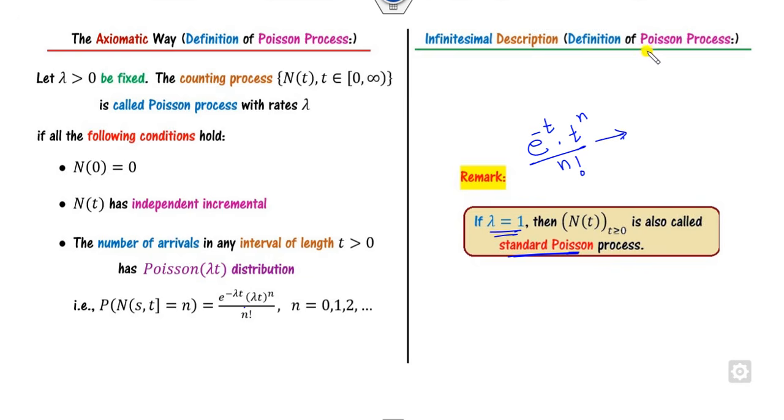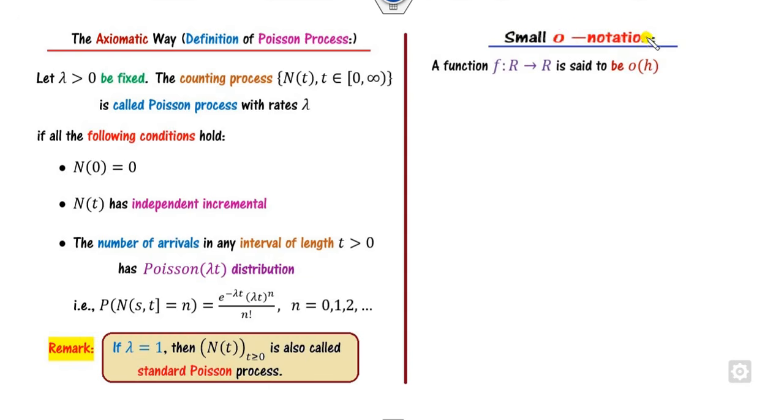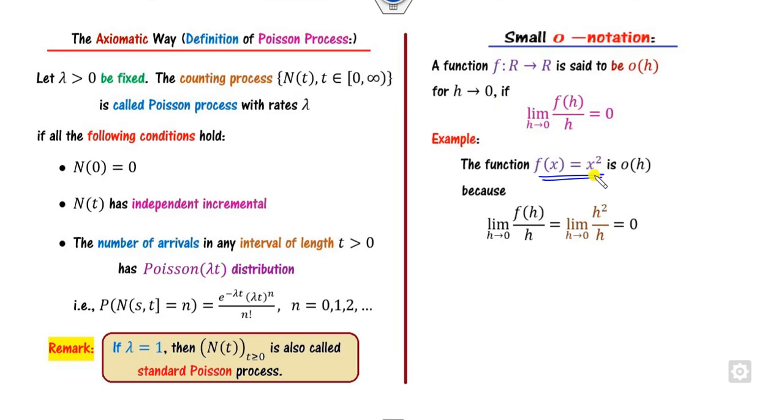Now, in order to define this second definition, we need the concept of the small o notation. What is the small o notation? Consider a function f and a variable h. If f of h divided by h goes to 0 as h goes to 0, then we can say it is a small o notation. For example, if I consider the function x square, is it an o notation? Clearly f of h by h goes to 0, so hence this is an o notation.